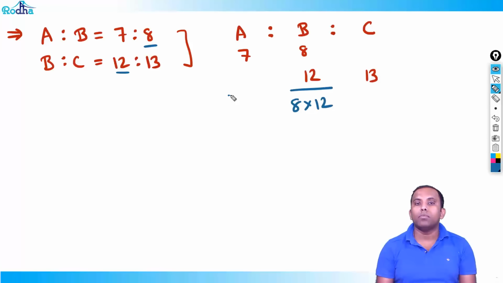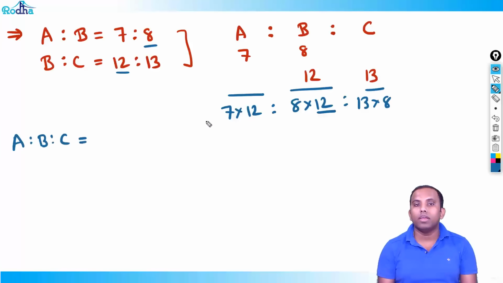So how much will A become? For A, B is 8, and B has become 12 times. That means A will also become 12 times. What is A? 7 into 12. Now for C, B is 12, and B has become 8 times, so C will also become 8 times. That is 13 into 8. That's the ratio. So A is to B is to C is 84 is to 96 is to 104.